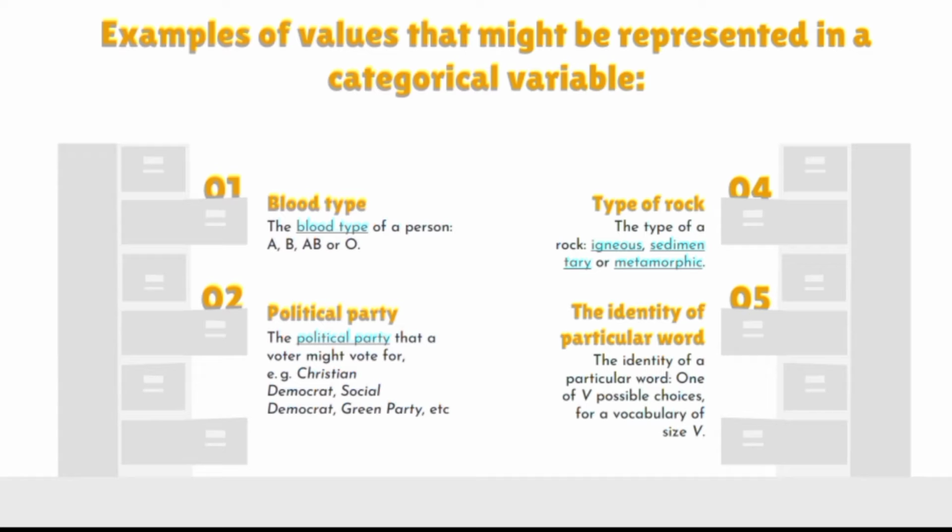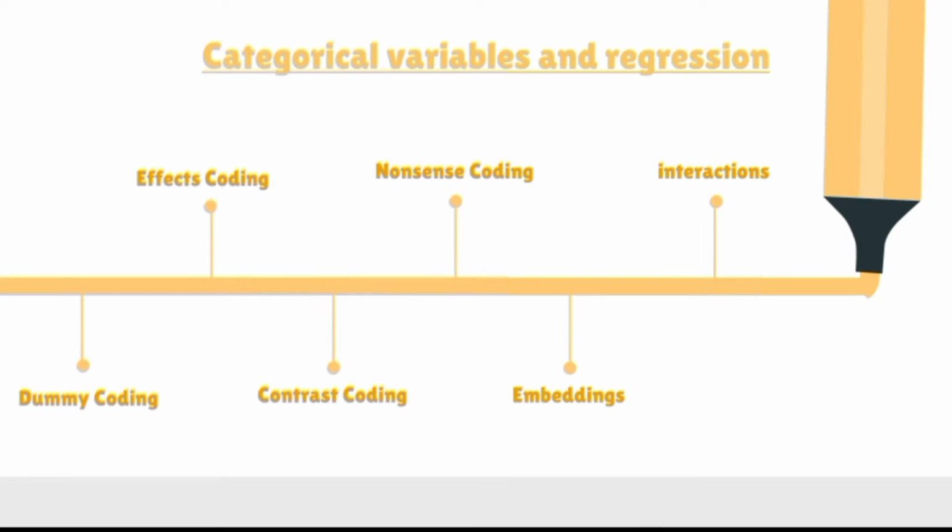Next, type of rock. The example is igneous, sedimentary, or metamorphic. And the last is the identity of a particular word, one of the possible choices for a vocabulary of size V.